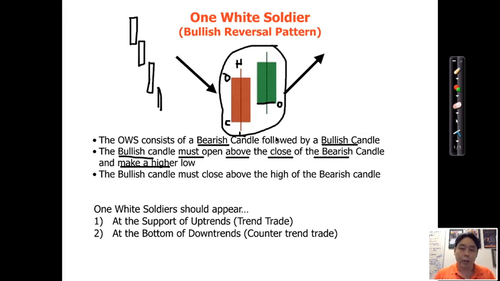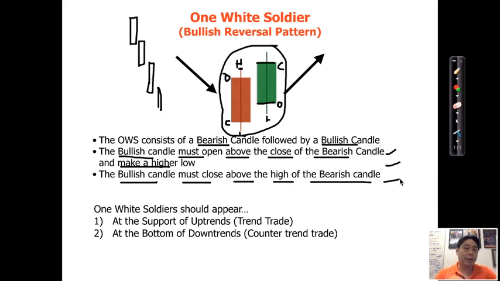Next, the bullish candle must make a higher low as compared to the bearish candle. So this low is higher than this low. That's the second criterion. The third criterion is that the bullish candle must close above the high of the bearish candle. In other words, this close, which is the top of the body, has to be above the high of this candle. Once all three criteria are met, you have a one white soldier pattern.